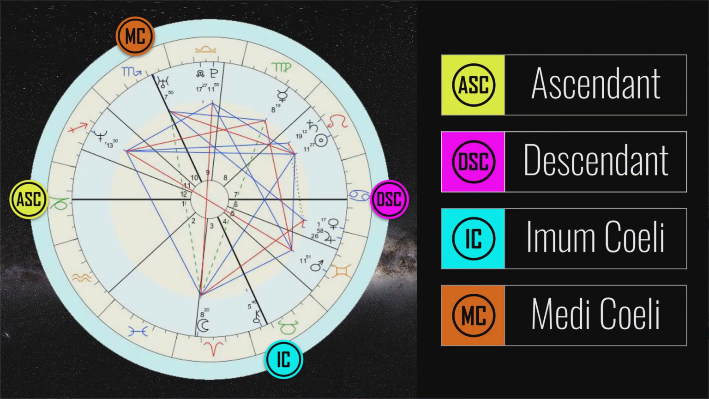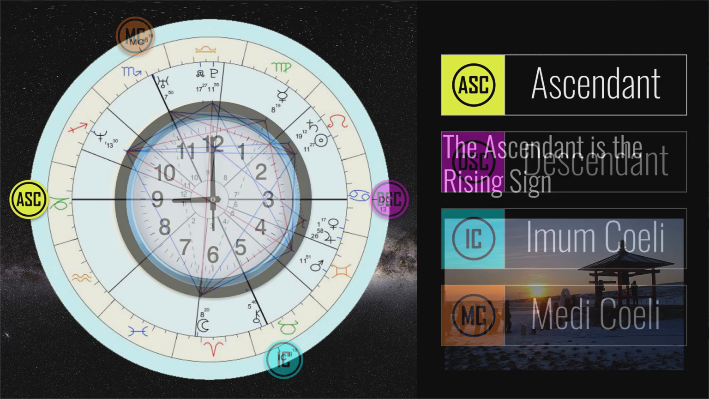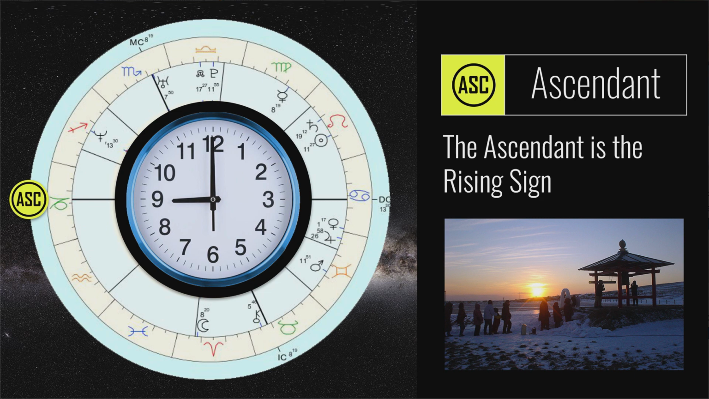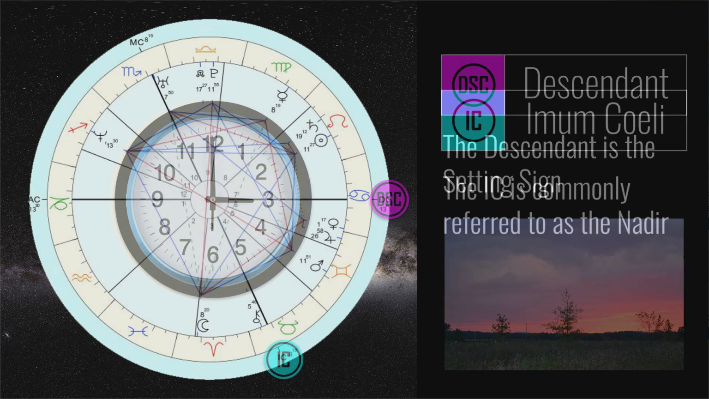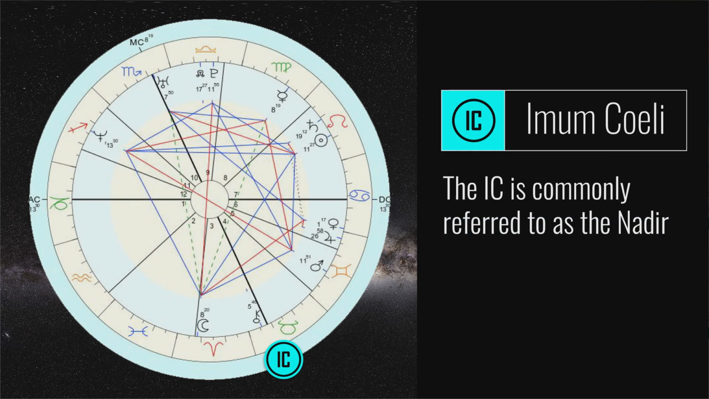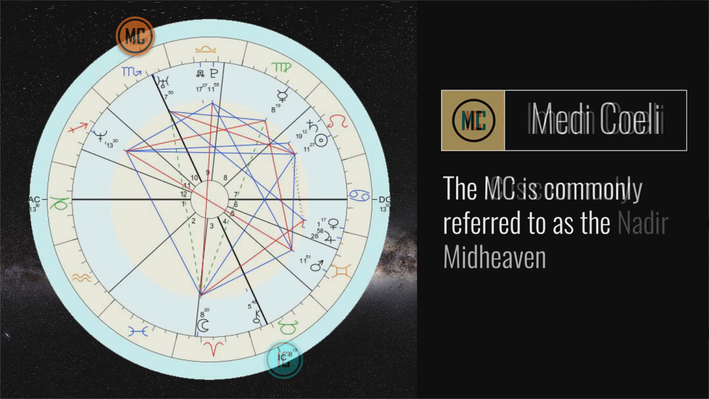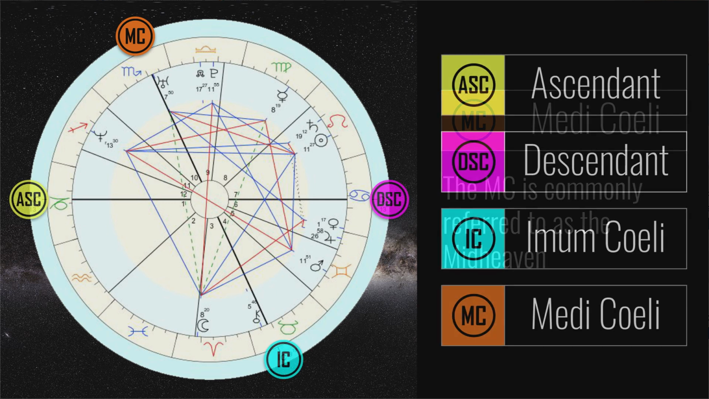For this video, we're going to talk about what's known as the angles of the chart, which include the Ascendant and the Midheaven, the most commonly referred to ones. The point opposite the Ascendant is known as the Descendant, or where the sun descends, which would be the Western horizon. The point opposite the Midheaven is known as the Nadir, or the IC, which stands for Imum Coeli. MC stands for Medium Coeli, which is a Latin word. I don't even know what that means.